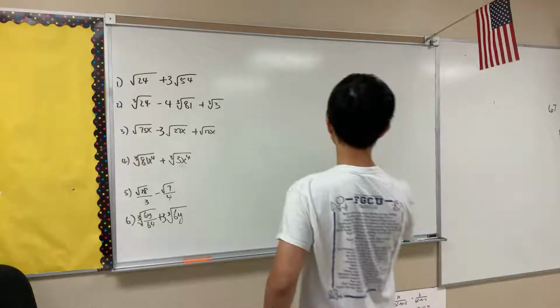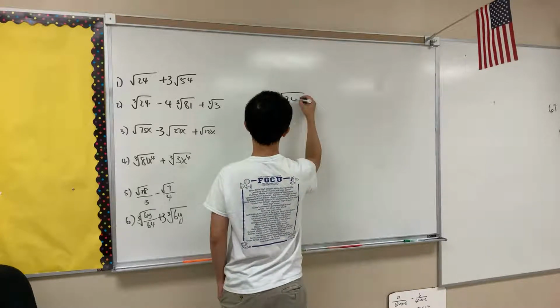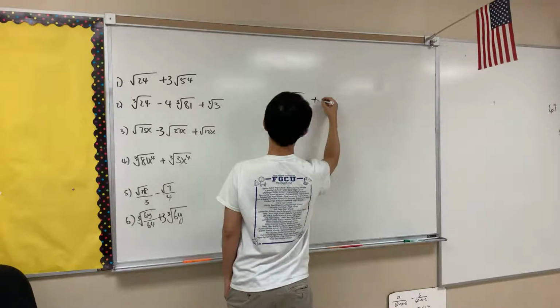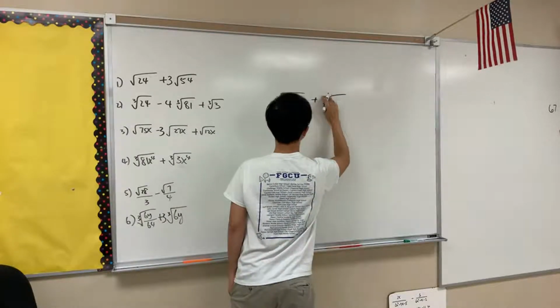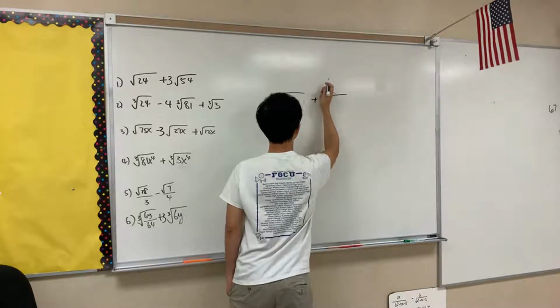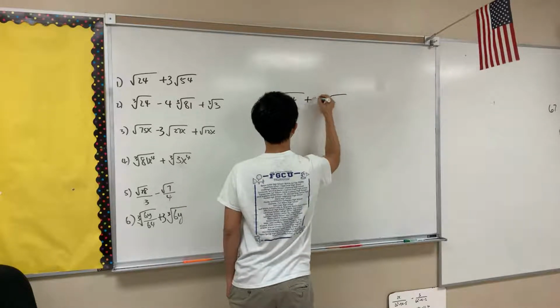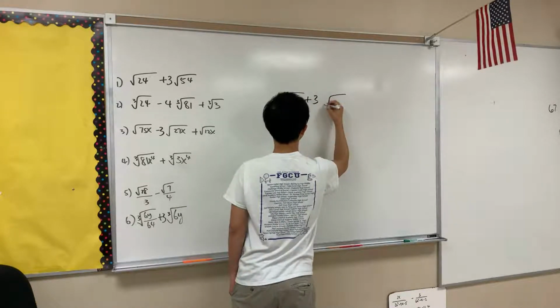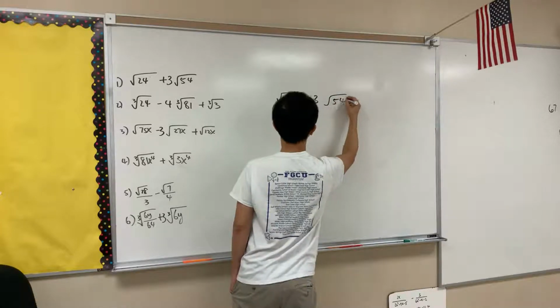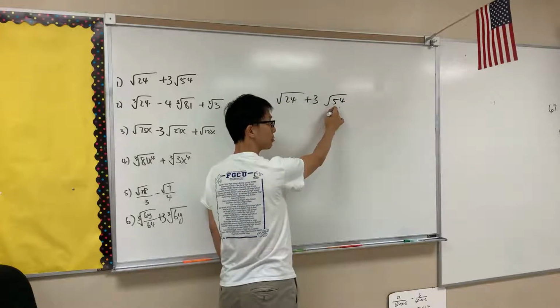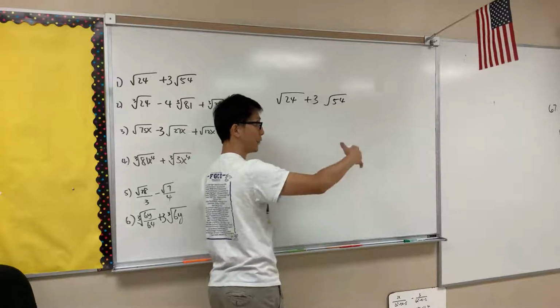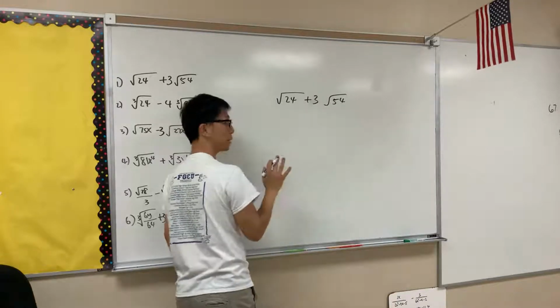So, are they like radicals? That's the first thing you should ask yourself, right? So it's not those things. I keep on writing too small, so I'm going to make sure I write it big. Plus 3 square root of 54. Are those like radicals? No, not yet, right?